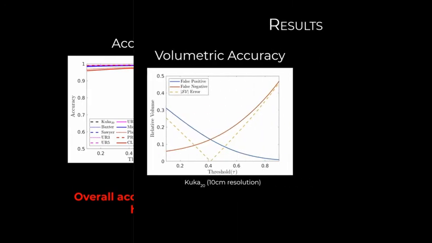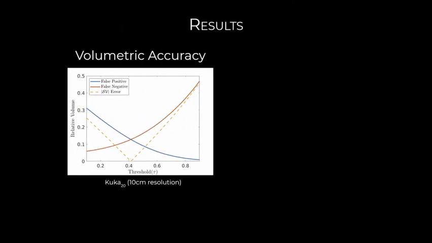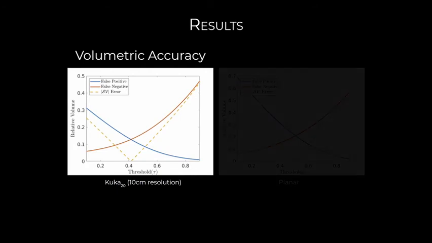But what is the effect of the threshold on predictions? Here in this plot, we can see the relative error volume when compared to the ground truth. The blue line represents the false positive, while the red line represents the false negative error. The yellow dashed line represents the absolute volumetric error for the predictions.